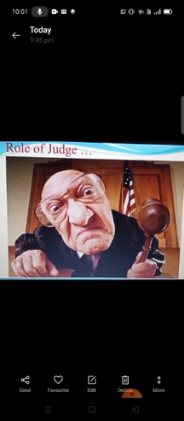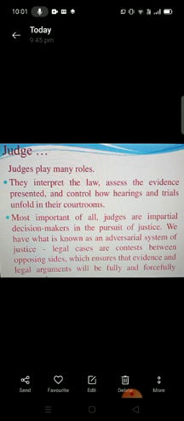The last one is the judge. The judge plays an important role. They interpret the law, assess the evidence presented, and control how hearings and trials unfold in their courtrooms. Most important of all, judges are impartial decision makers in the pursuit of justice, but sometimes they are also influenced by their position.